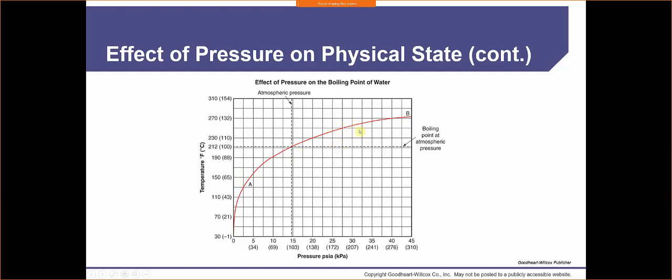So we need to understand that we have this relationship between pressure and boiling point, because this is critical for us when we're talking about refrigerant. We're going to be going from a gaseous state to a liquid state to a gaseous state. We're going to be constantly fluctuating between the two in a refrigeration cycle.